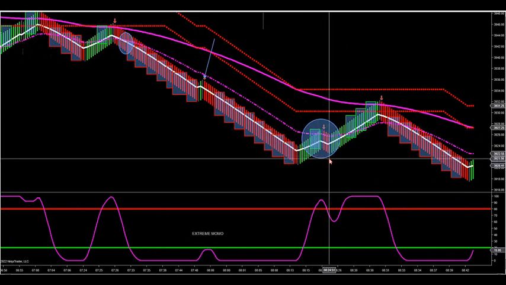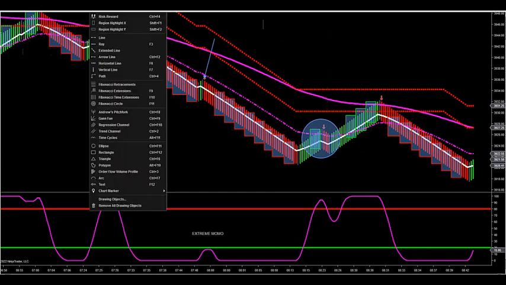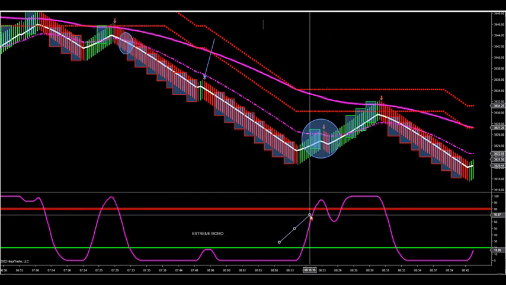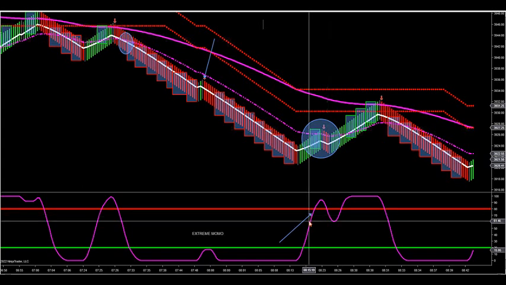Because now, what's this, Nick? Let's quiz Nick today here. Nick, what is this right here based on the oscillator? What is that based upon the oscillator? What type of trade setup is that? Any idea?